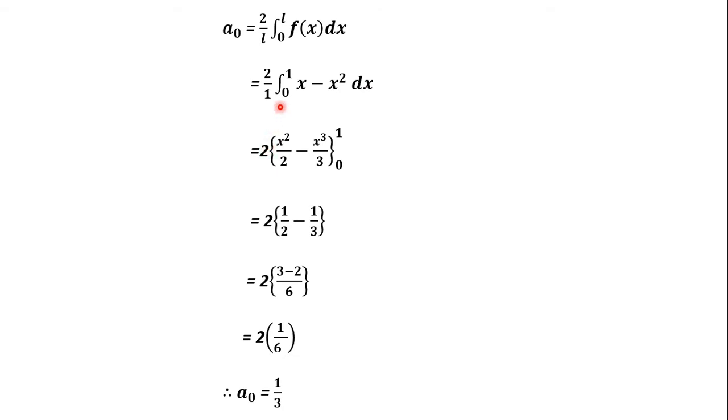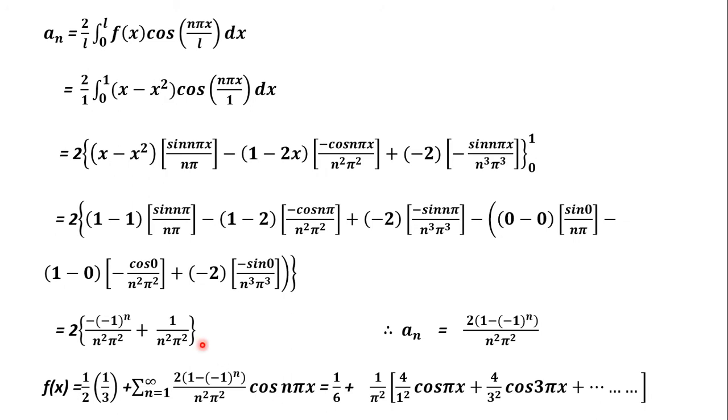So it's 2 into integration of x is x square by 2 minus integration of x square is x cube by 3 with the limits from 0 to 1. Now substitute the value of x as 1 and 0. When x equal to 1, it is 1 by 2 minus 1 by 3. The value at the lower limit is 0, so both the terms will be 0. We get 2 into 3 minus 2 by 6, that is 2 into 1 by 6. Therefore, a0 is equal to 1 by 3.